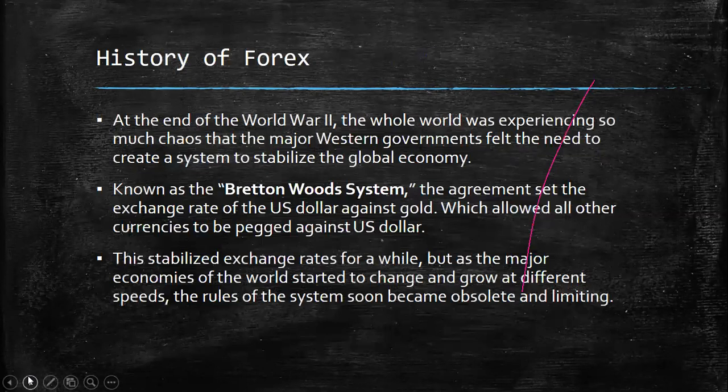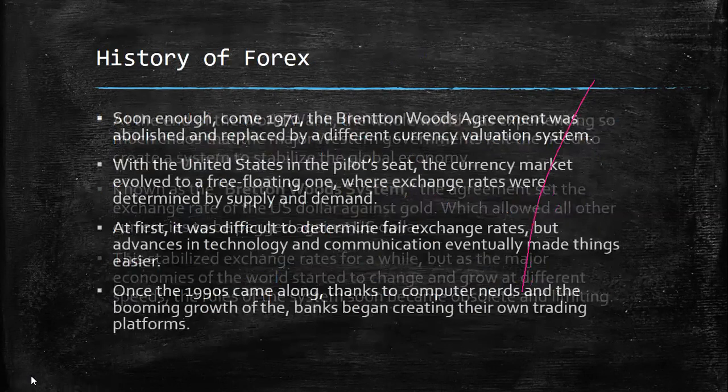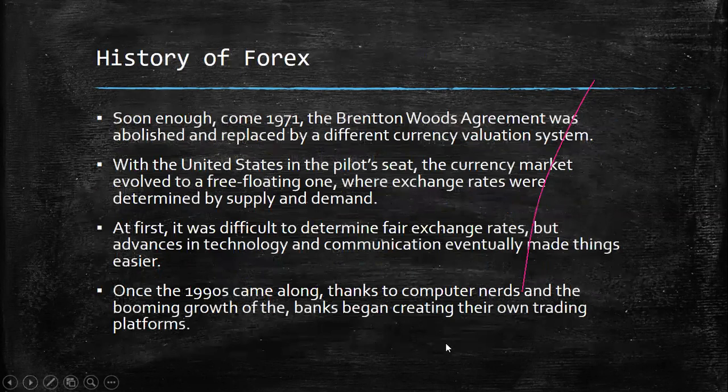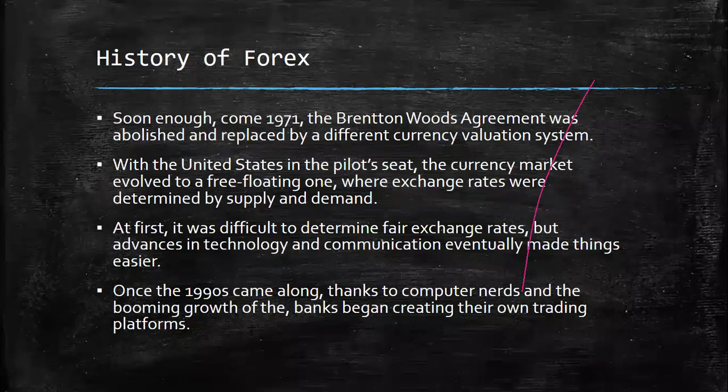This stabilized exchange rates for a while, but as the major economies of the world started to change and grow at different speeds, the rules of the system soon became obsolete and limiting. Soon enough, come 1971, the Bretton Woods Agreement was abolished and replaced by a different currency valuation system. With the United States in the pilot seat, the currency market evolved into a free-floating one where exchange rates were determined by supply and demand, basically.